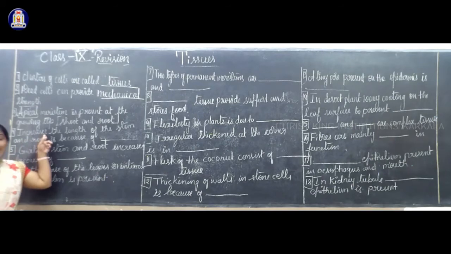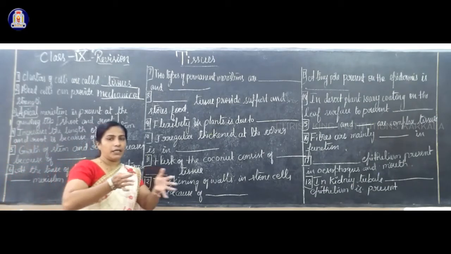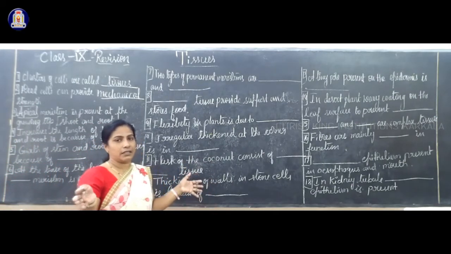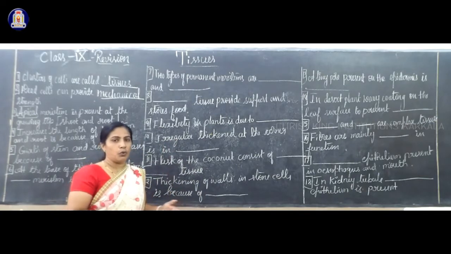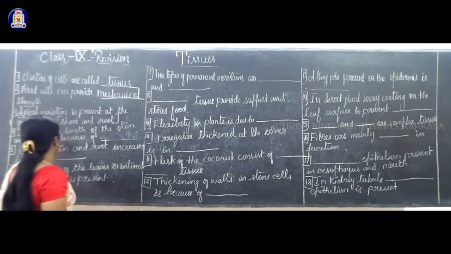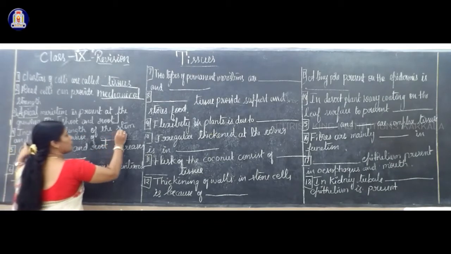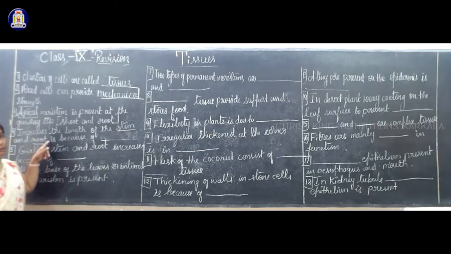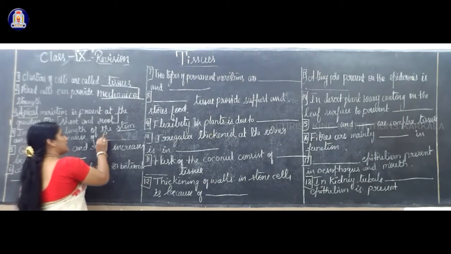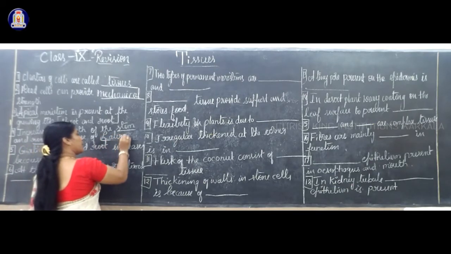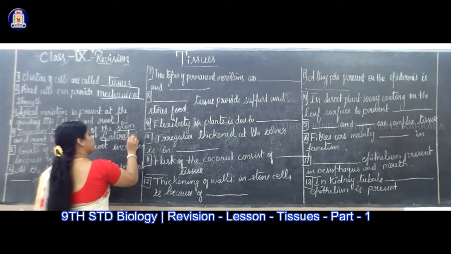Next one: increases the girth. Every year the plant will grow in size. Stem and root, both will grow. So that is for the girth. Increases the length of the stem and root. Identify the question and read properly during the examination. Increasing the girth of stem and root is because of lateral meristem. Lateral meristem.